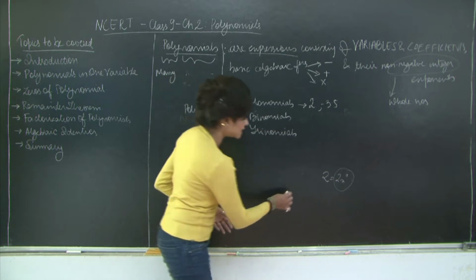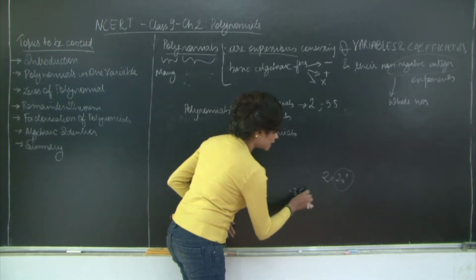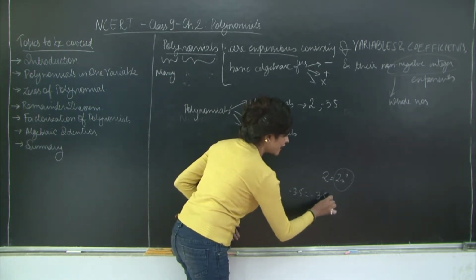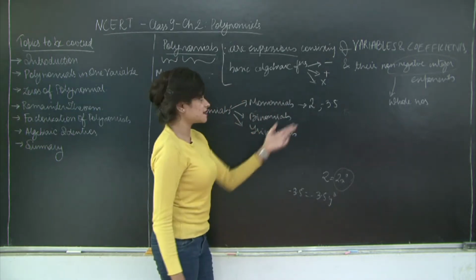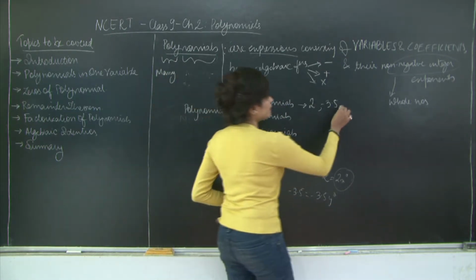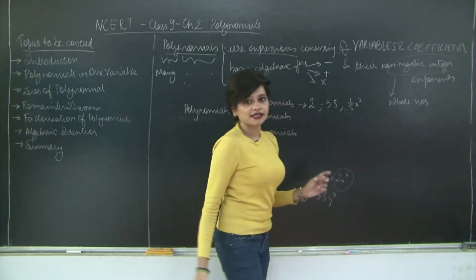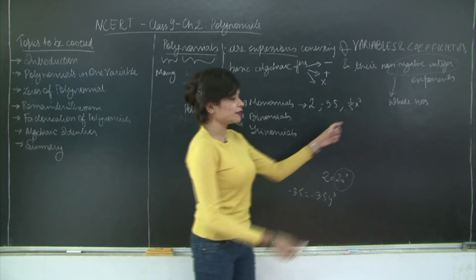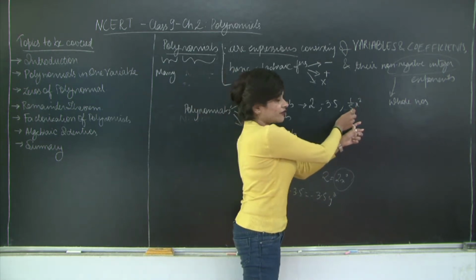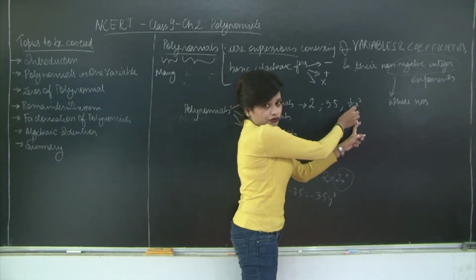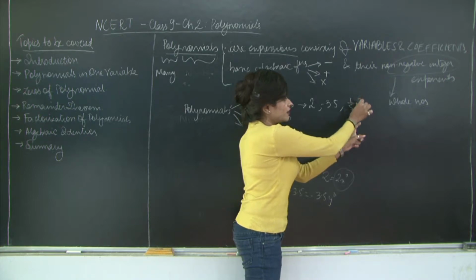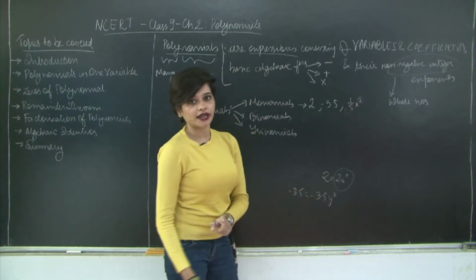Again, similarly, minus 3.5 can be written as minus 3.5y raised to 0. So this is a monomial again. And what if I have something like 1 upon 5x square? Is this a polynomial? Yes, it is a polynomial, because again it is one term made up of a constant, which is the coefficient. You have a variable raised to a non-negative integer exponent.